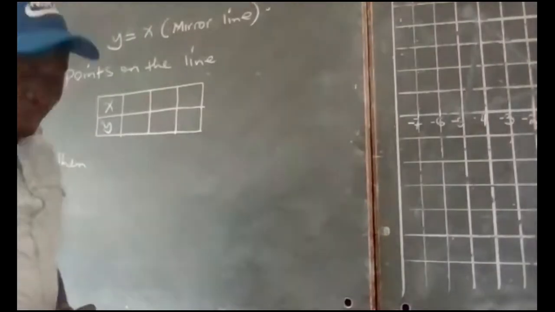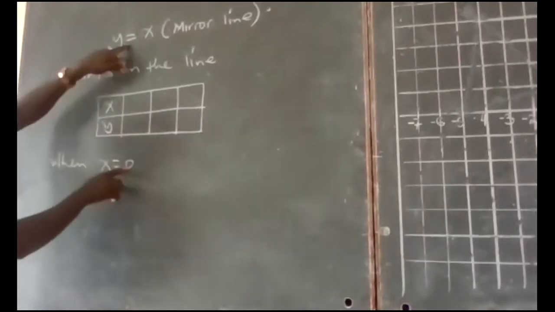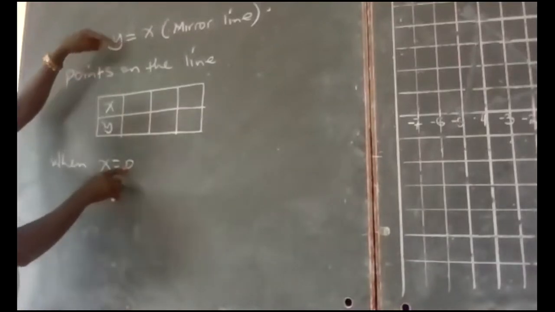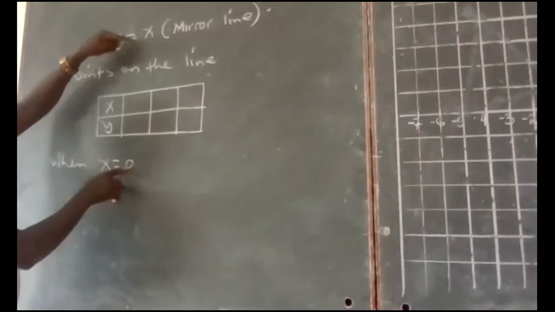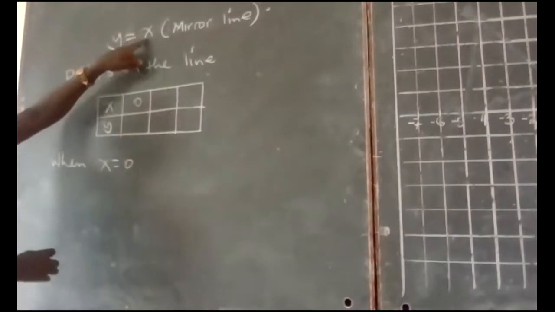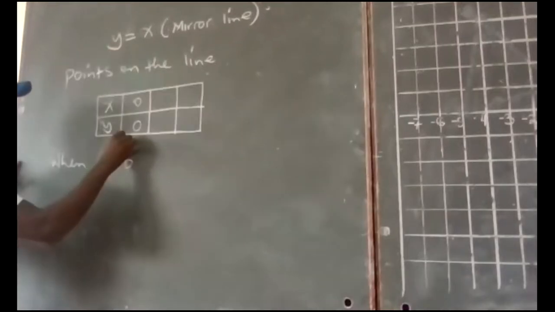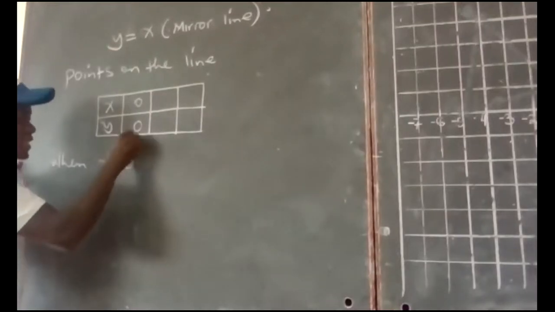So when x is 0, you come to the equation of the line. The equation of the line is y is equal to x. So when x is equal to 0, and you put 0 where there is x, what would y be? 0. Yes, y would be 0. So we are getting a point here, which is 0, 0. Okay, that's very good.